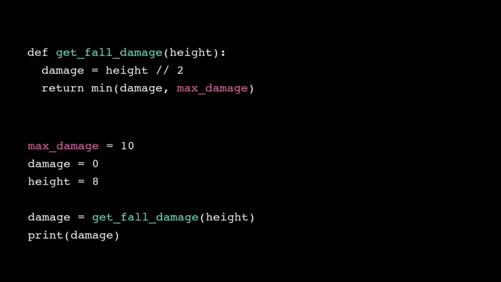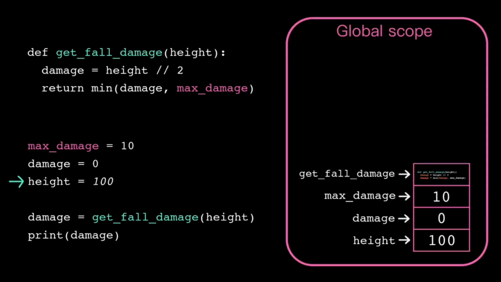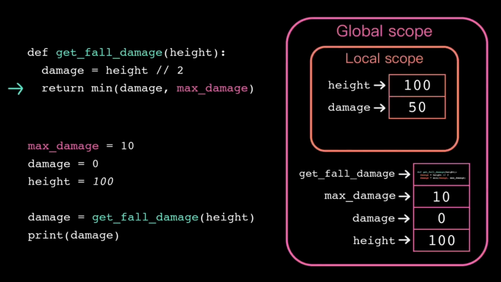Let's say I change the value of height to 100. We still have the same 4 names in global scope and the same 2 names in local scope. So what happens when we access max damage inside the function?